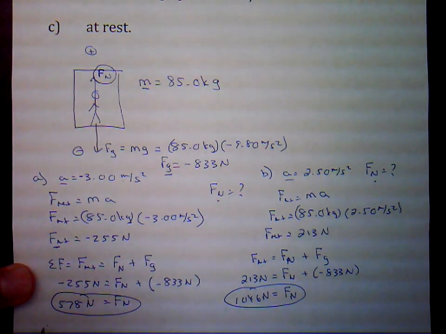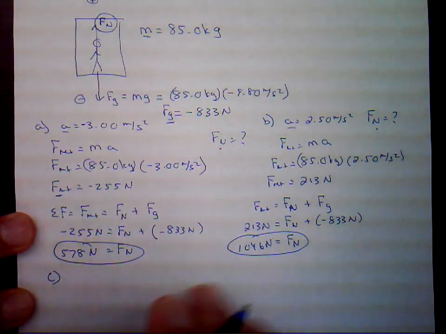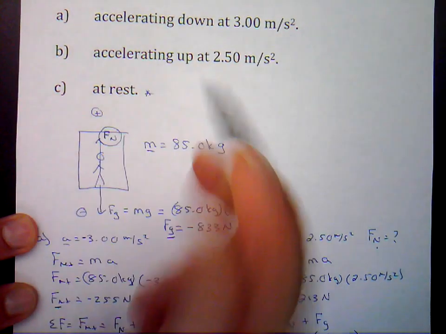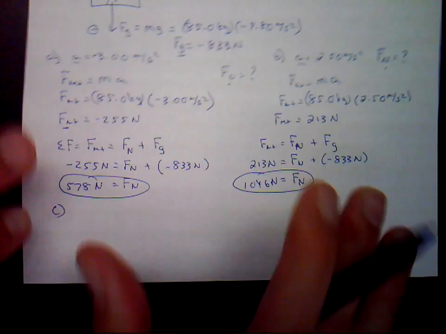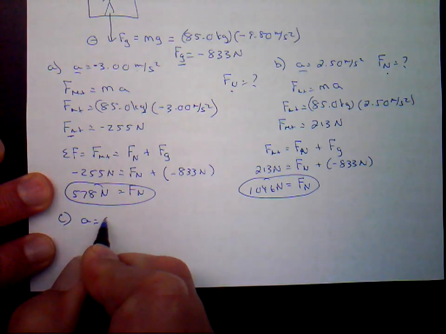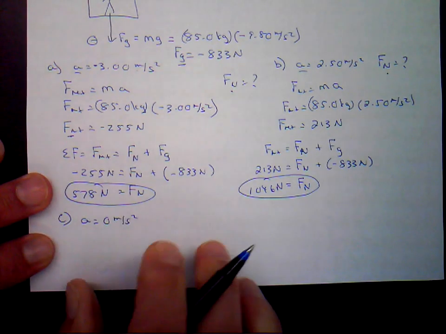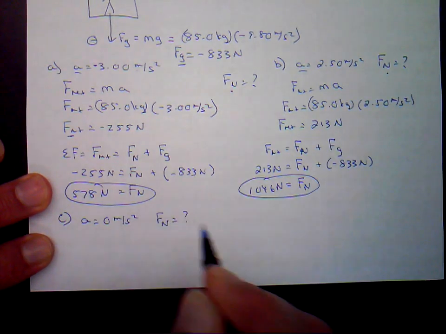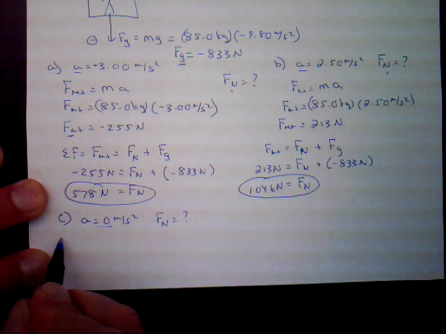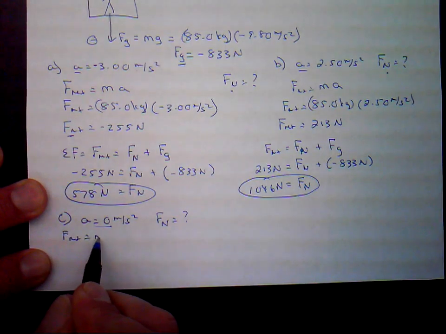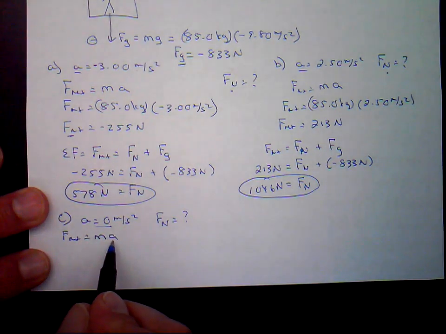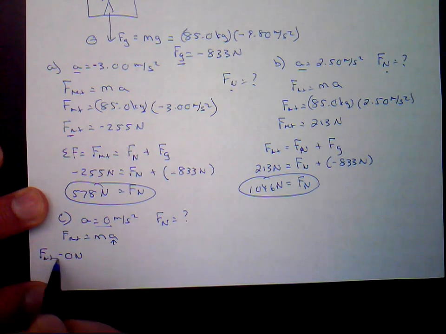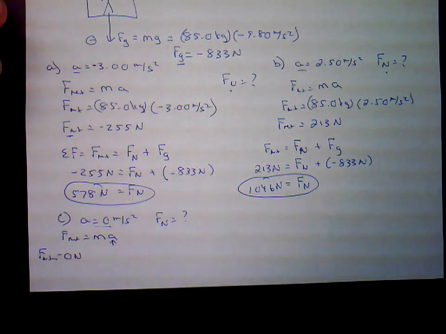For part C, if the elevator is at rest. It's a very significant piece of information if it's at rest, because if the elevator is at rest, that means the acceleration is 0 meters per second squared. We're still solving for the normal force. If the acceleration is 0, then according to Newton's second law, net force equals mass times acceleration. If acceleration is 0, then the net force is also 0. So now we have a net force of 0.